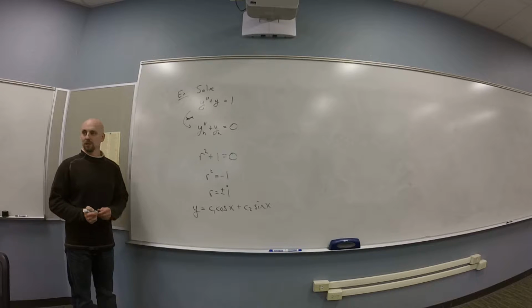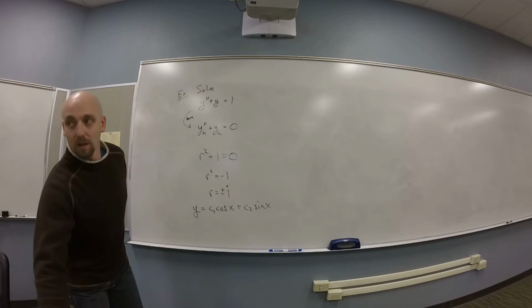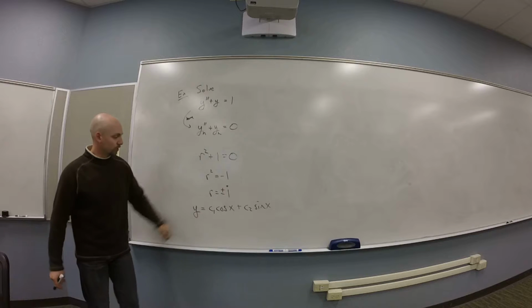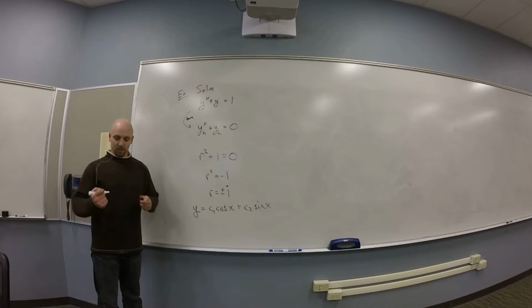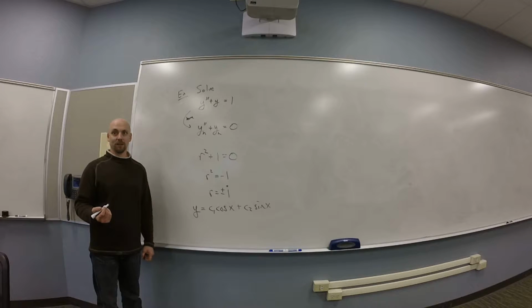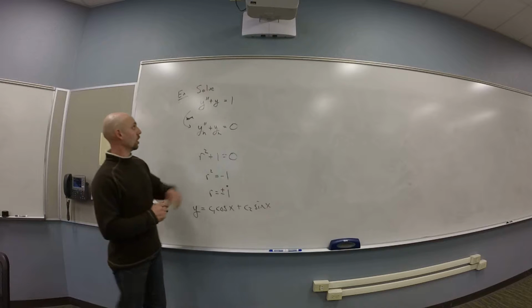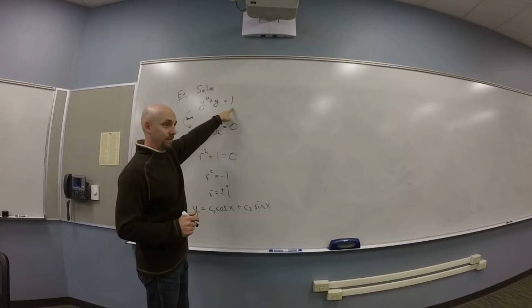Everybody good with this? And this is our y homogeneous. This is our homogeneous solution right here. So, then what? And this is where things get a little different. You have to guess. Do not do variation of parameters. What you want to do instead is look here at the right-hand side.